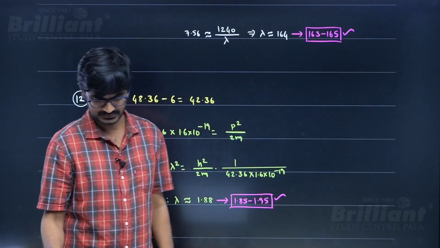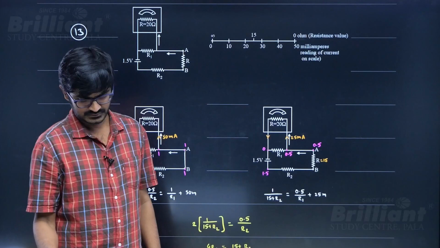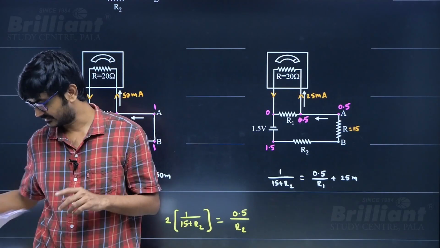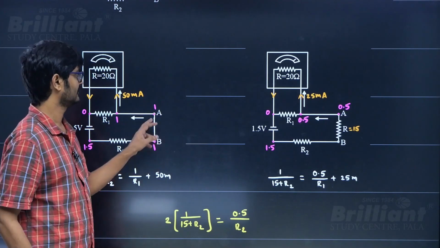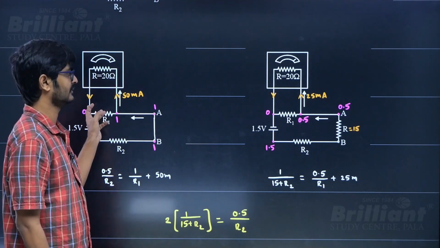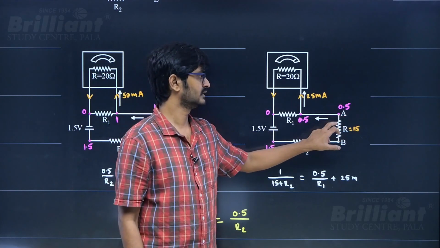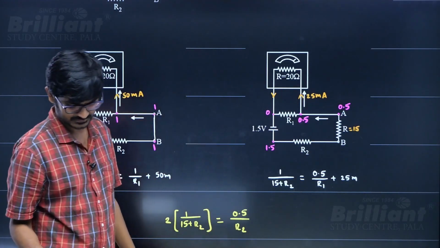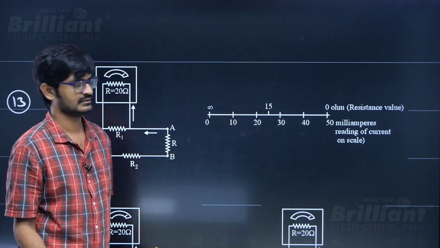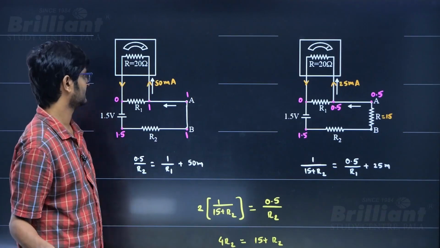Okay, in the next case they are telling something like this. When you are connecting these two by a wire, the current in this one is going to be 50 milliampere. When you connect these two by 15 ohm, the current in this one is going to be half of that, 25 milliampere. That's what they have given in the question, like half, right? Okay, so we'll see what is going to happen.